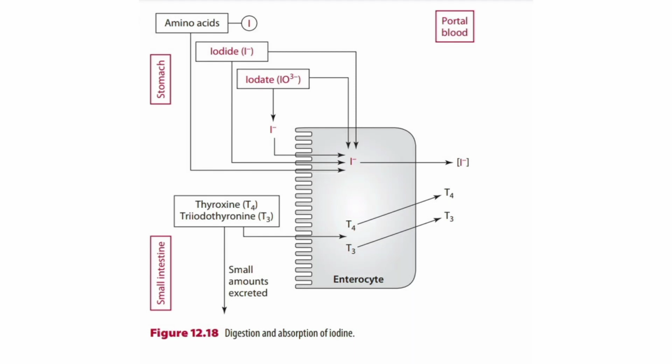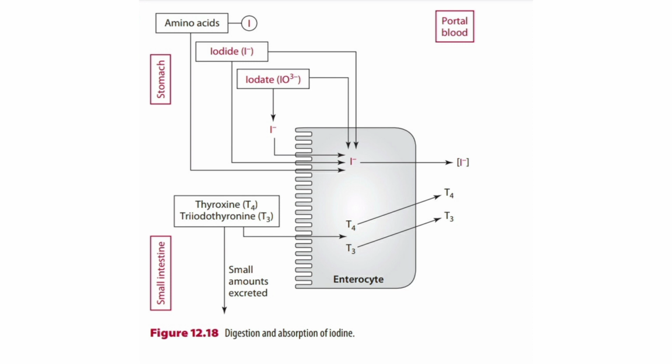Let's see about digestion, absorption, transport, and storage of iodine. Dietary iodine is either bound to amino acids or found free, primarily in the form of iodate or iodide. During digestion, organic bound iodine may be freed. Iodate is usually reduced to iodide by glutathione.